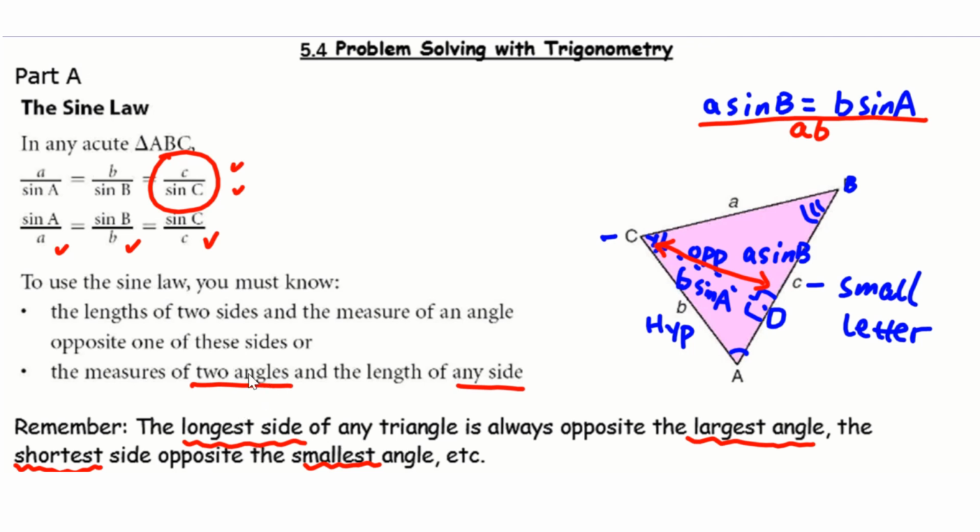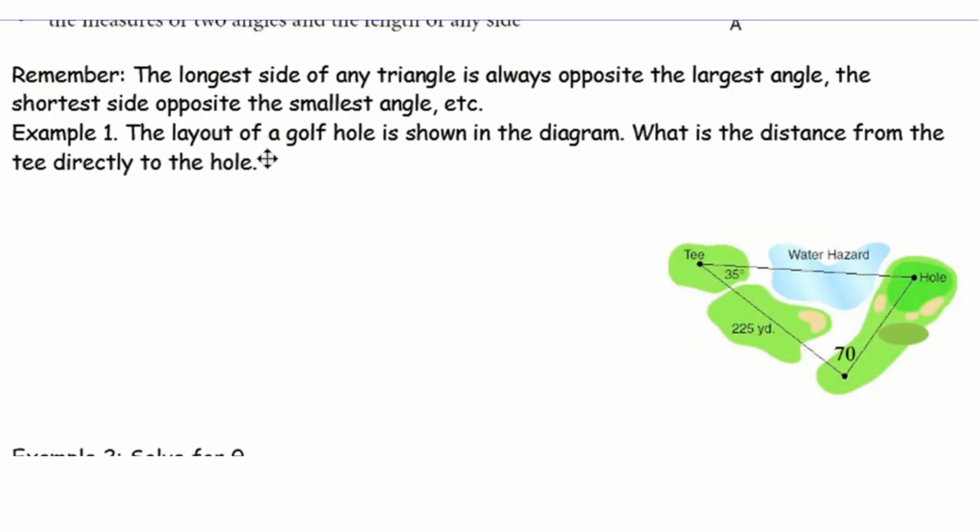Then after that, we are going to see one example. So this is example 1. The layout of a golf hole is shown in this diagram. It asks you what's the distance between the tee and the hole. So first thing, we want to label this triangle using the capital letter for the angles and the small letter for the opposite side: small letter a, small letter b, and small letter c. So we want to find from A to C, b equals what?